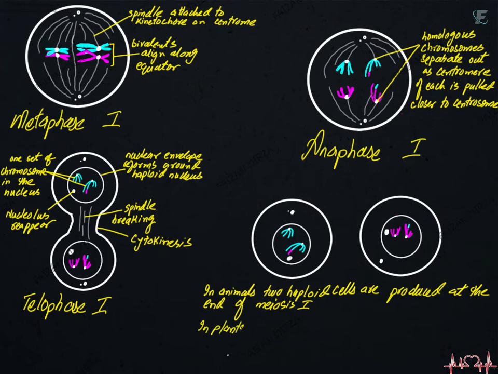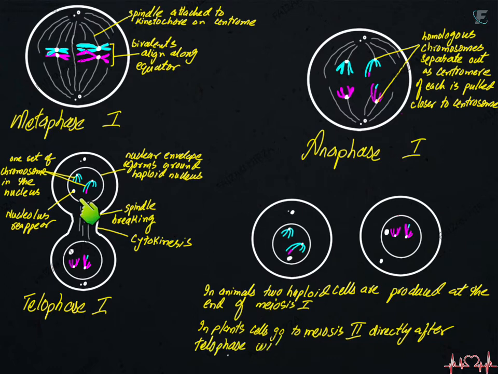But in plants, this doesn't occur in the very same order. In plant cells, the cell would go to meiosis II directly after telophase. So this stage cannot be seen. The cells separated, this stage doesn't occur. So right after telophase 1, meiosis II proceeds. So the cell enters into prophase 2 right away.